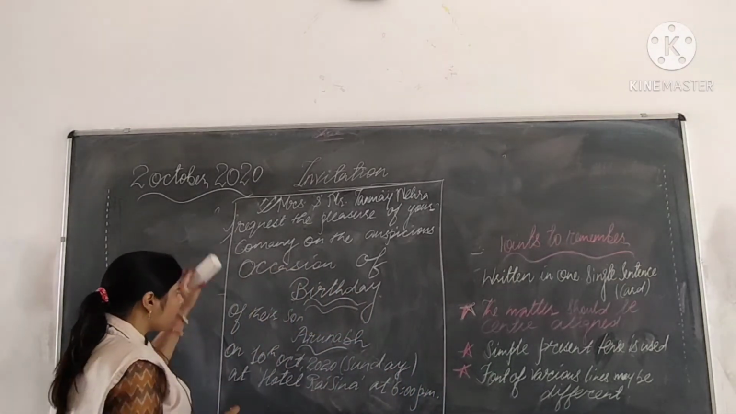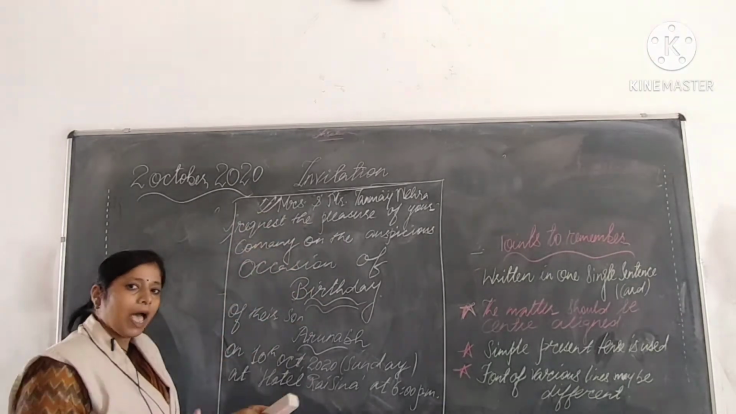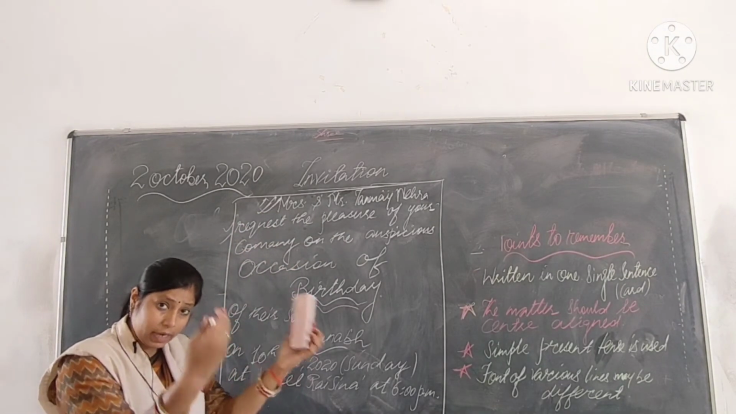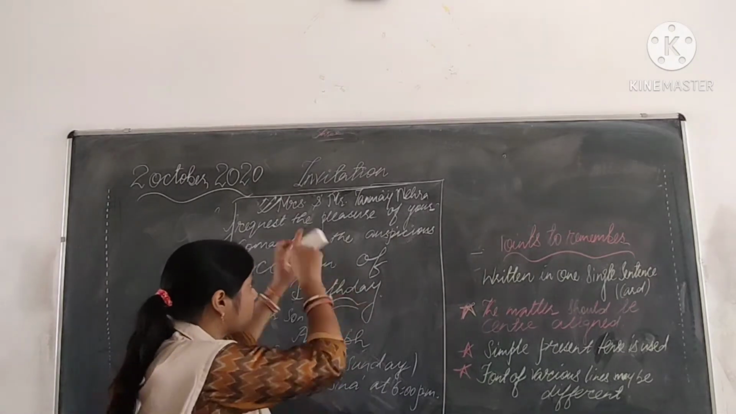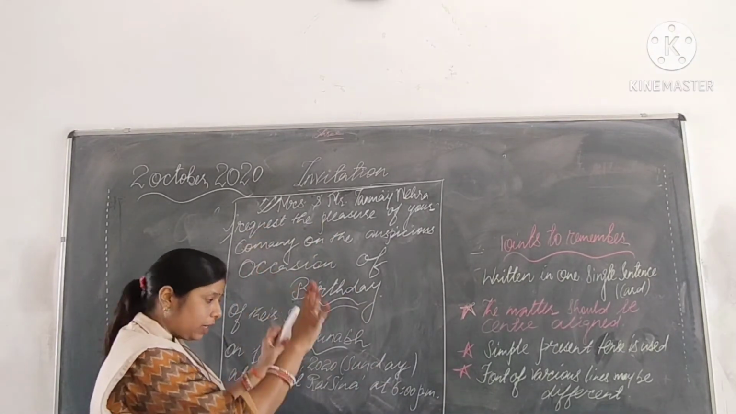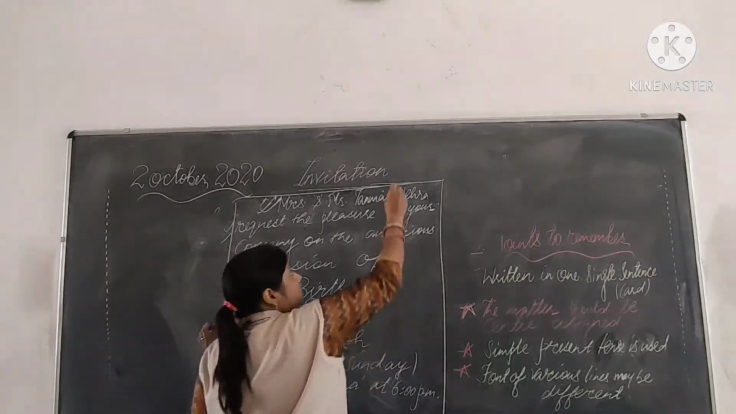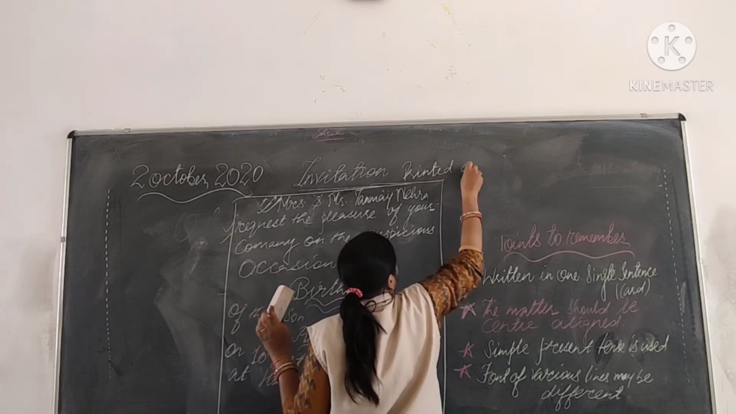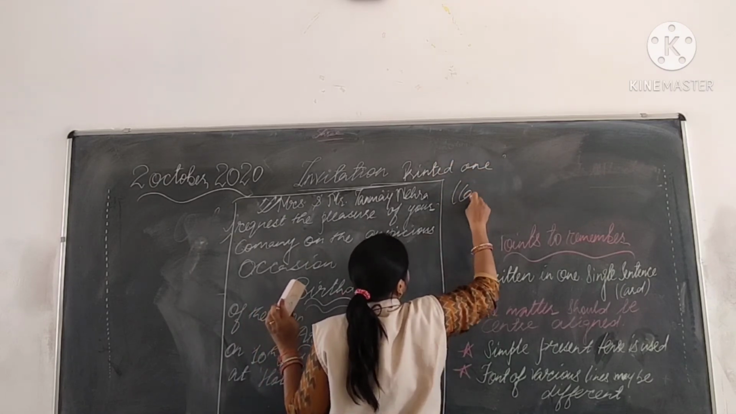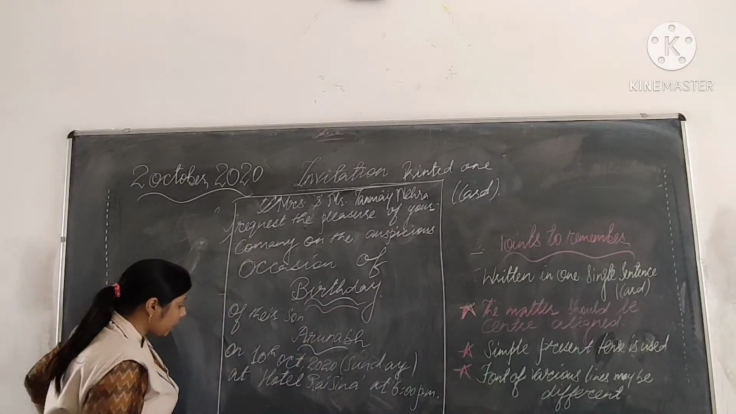Now this is the way of writing an invitation. This is a card type invitation. I'll give you more tips to add in an invitation to score better marks. But this is the way of writing a formal invitation, the printed one. Which one? The printed one. And we call it a card type invitation.